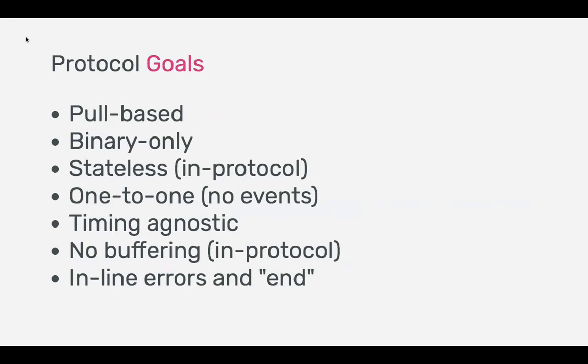That is also timing agnostic as much as we can get it, so that we don't need to worry about next ticks and events like we currently do. No buffering in the protocol, so we would like the underlying classes to not have buffering logic, and any buffering that is done should be done in the components where it actually needs to be done rather than all the time. And also, the error should be able to be inline, and ends of files should also be able to be an inline message.